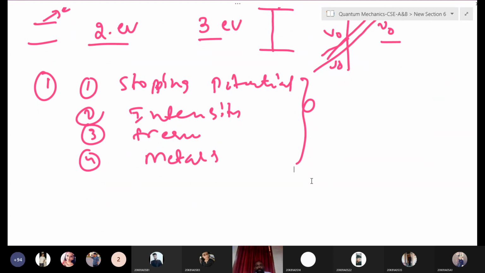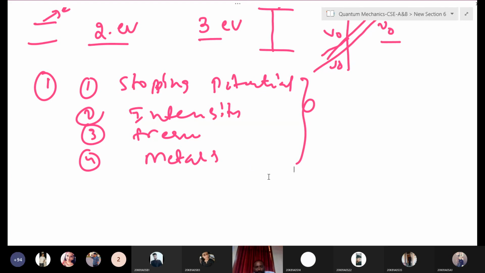Now one more thing, this experiment. Hertz discovered this experiment, and Einstein explained it in a theoretical way, and also Millikan and J.J. Thomson and others proved it experimentally.